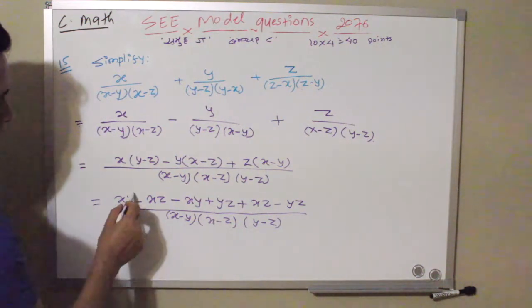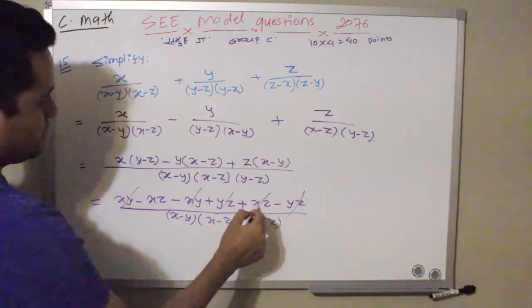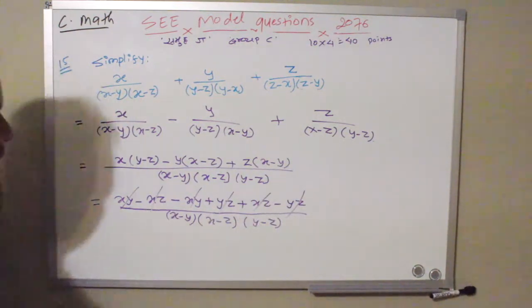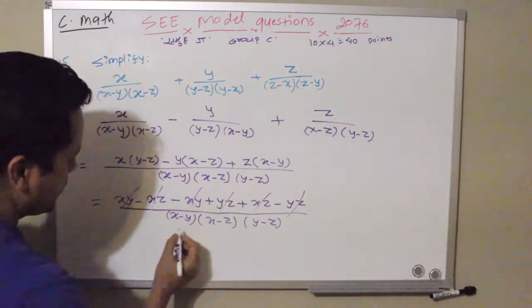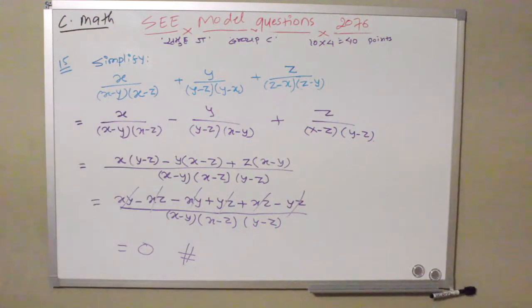So look at here, this is positive, this is negative. This is negative, this is positive. This is positive, this is negative. All gone. So everything is 0 over something, which is 0. This is your answer. That's all.